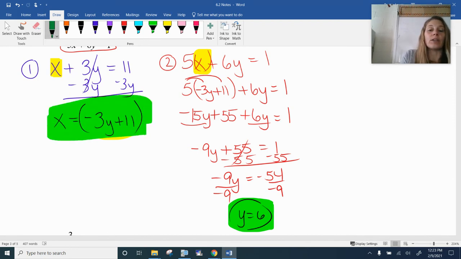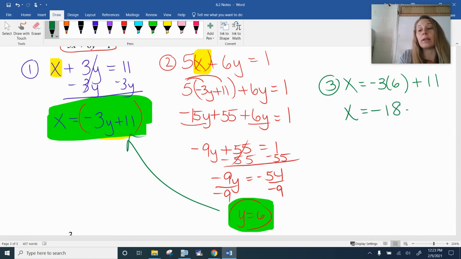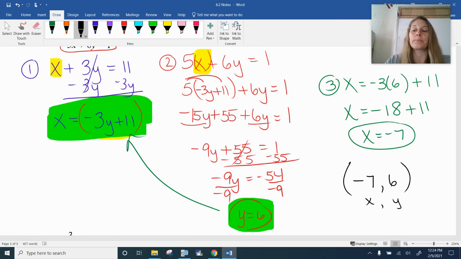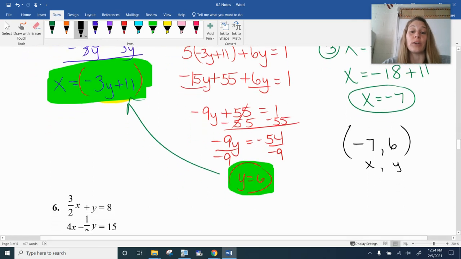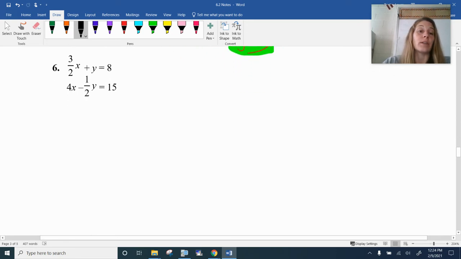Taking our answer that we just got, that value we got in step 2, substituting it into that revised equation from step 1. So x equals negative 3y, but we're going to replace our y with the 6 that we just got, plus 11. Negative 3 times 6 is negative 18, plus 11 is negative 7, making my solution negative 7, comma 6, the x first and the y second. Of course, you should still be checking these answers by plugging in your x and your y into your original equations.